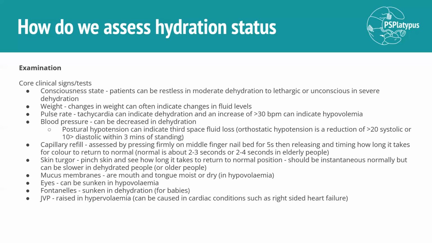Pulse rate is also important because tachycardia can indicate dehydration, and an increase of over 30 beats per minute can indicate hypovolemia. Blood pressure can be decreased in dehydration. Postural hypotension can indicate third space fluid loss. And if we remember, our definition for orthostatic hypotension is a reduction of greater than 20 systolic or greater than 10 diastolic within 3 minutes of standing.